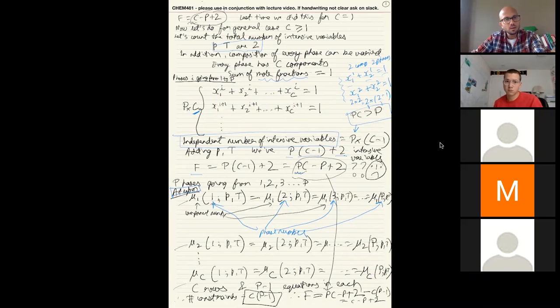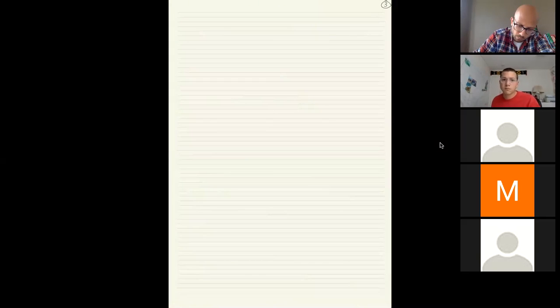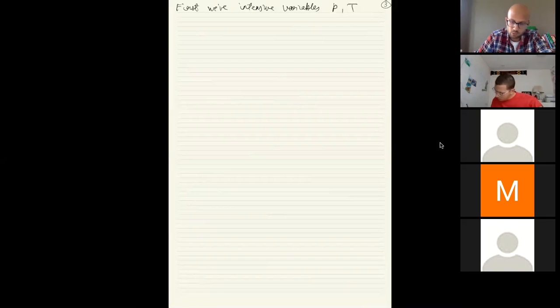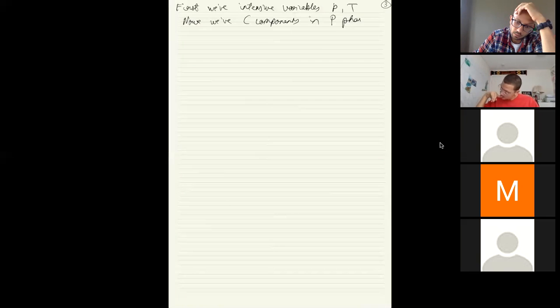But now you have different components, right? You have component number 1, and this one is component number, let me write it down also in more detail on a third page since it's confusing you all. So first we have intensive variables, pressure and temperature, right? Now we have C components in capital P phases. How many mole fractions does it mean in order to describe the system?